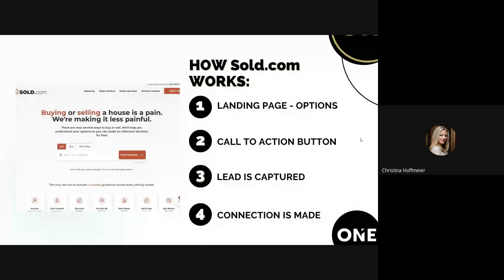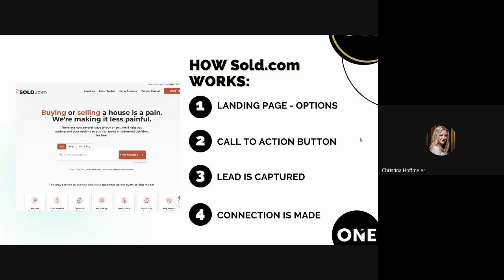We're going to deep dive into this a little bit more. But basically, they go to the landing page, they're checking out all the options, they click that call to action button, and then the lead is automatically captured. And keep in mind, that lead is captured before they even put their information in. The minute they put their address in or their name, or say they start filling out the form but they don't click submit, their lead is captured. And then it is sold back to agents and brokers, which is how we get them.